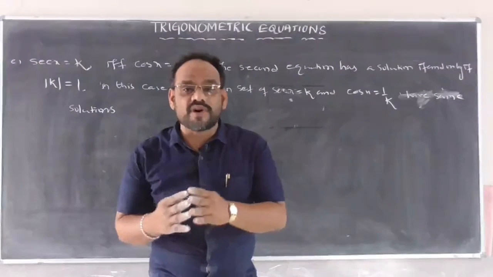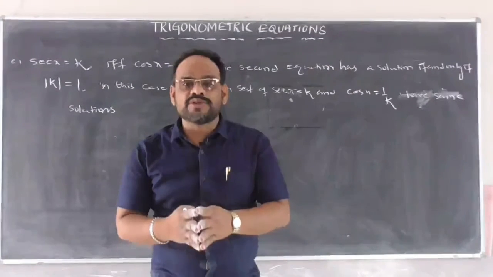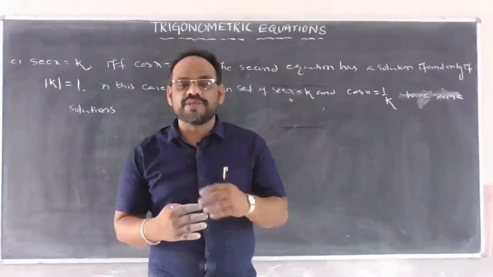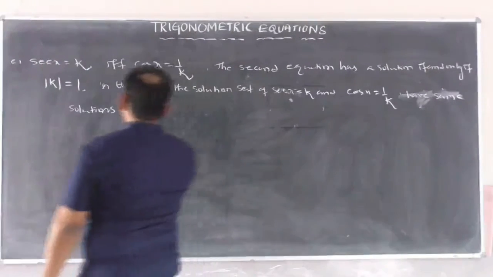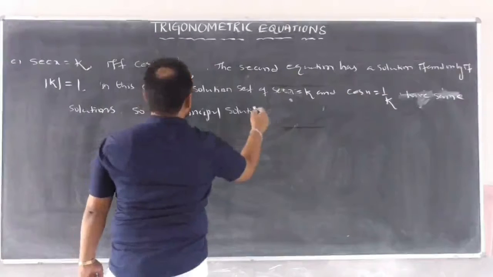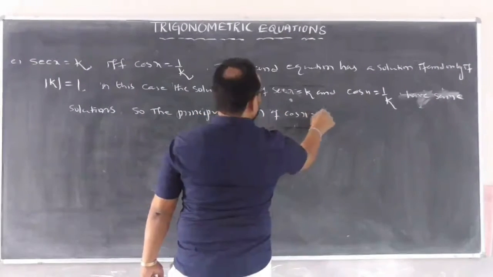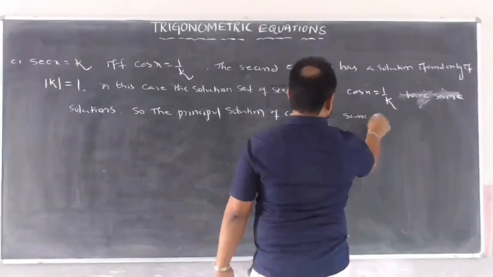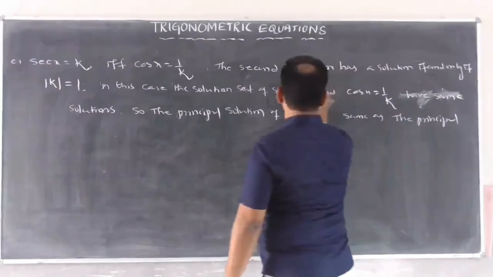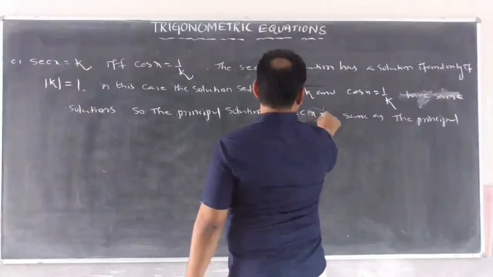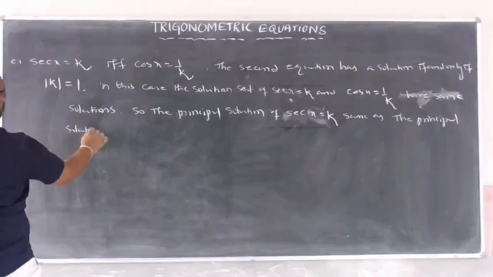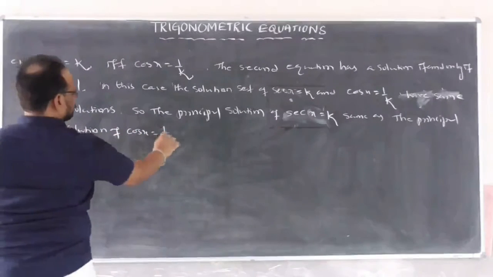But the principal solution of cos x equals 1 by k may be the same as the principal solution of secant x equals k. So the principal solution of cos x equals 1 by k is the same as the principal solution of secant x equals k. Next.